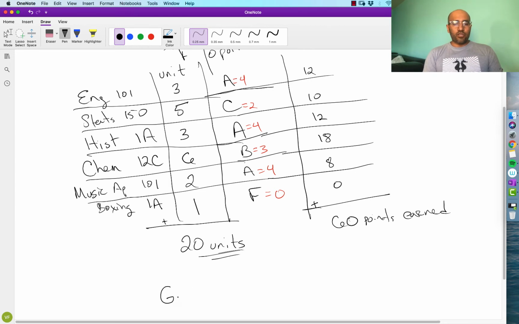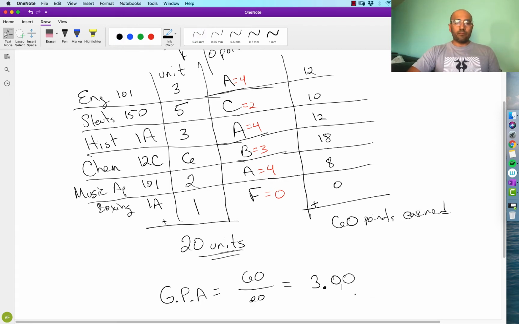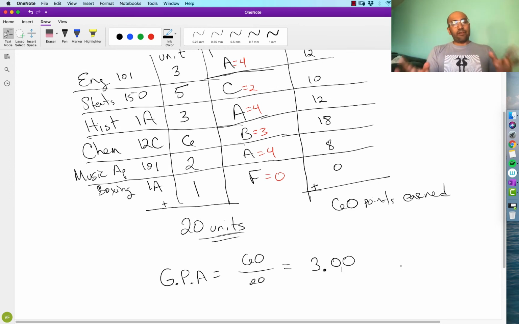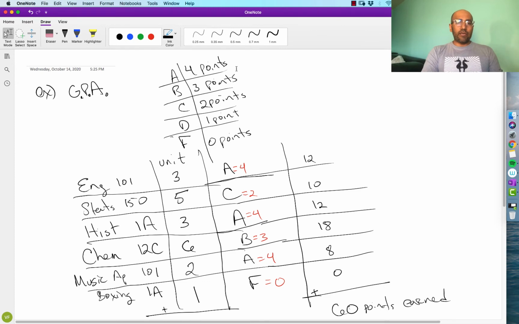So their GPA, grade point average, is going to be equal to the 60 divided by the 20, which is going to be equal to 3. So in this case, the student has exactly a 3.0. Okay? 3.0, which is about a B average, right? In this scale here, it's right around a B average.